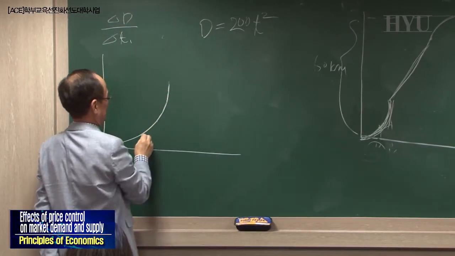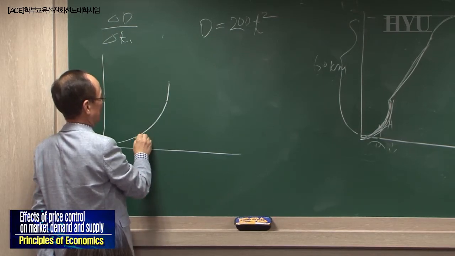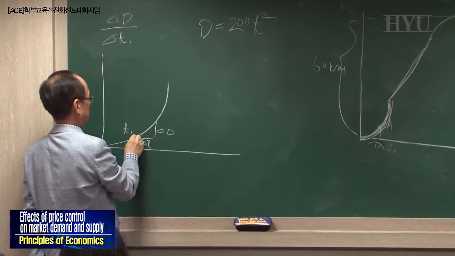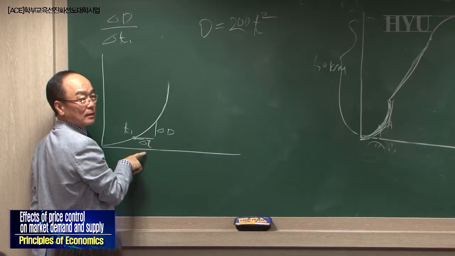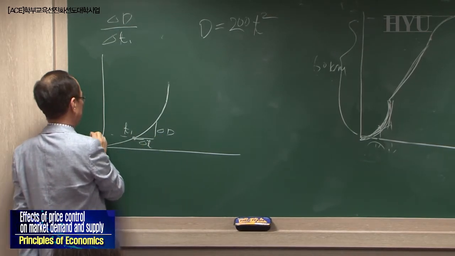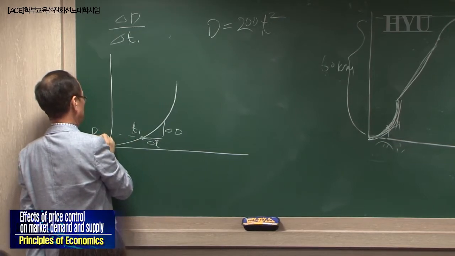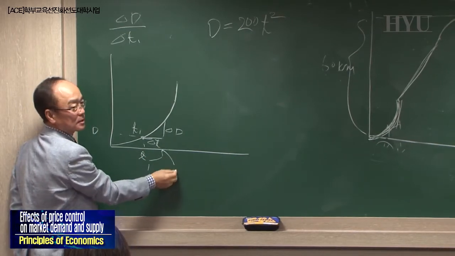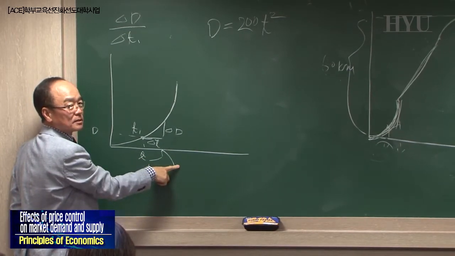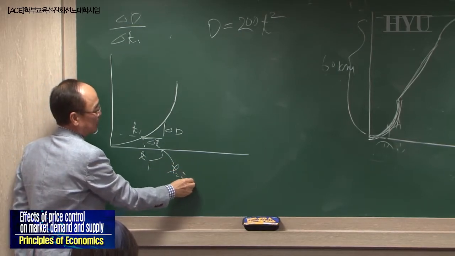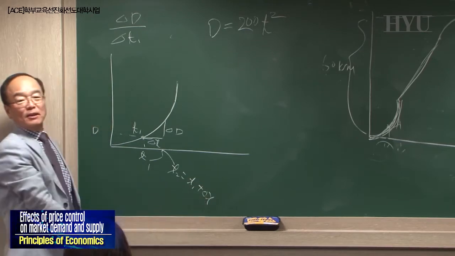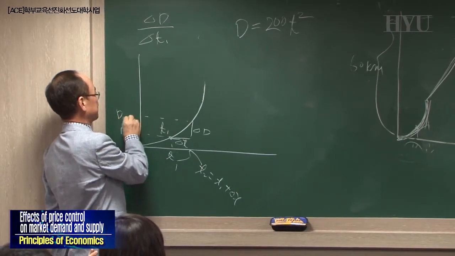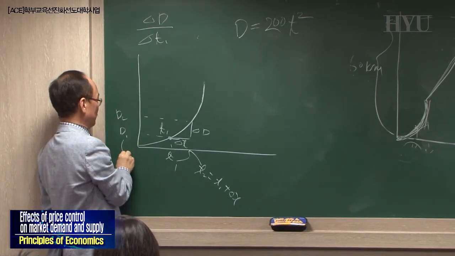So to find this out, we have to figure this out, right? This is T1, this is delta T. This is what we would like to know, right? So the distance, this is point T1. And what point is this? T2 equals T1 plus delta T, whatever that is, okay? Now this is T1. That's D2. What is D1?